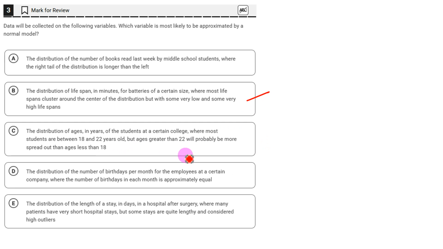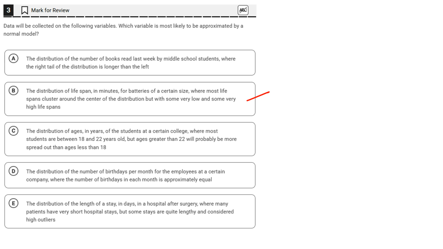Just seeing why the other ones are wrong. Distribution of ages in years of current students, where most students are between 18 and 22, but the ages greater than 22 are more spread out than ages less than 18. Again, that's the definition of skew. Distribution of the number of birthdays per month for the employees at a certain company, where the number of birthdays in each month is approximately equal. That's a uniform. Everything's got the same probability. Distribution of length of stay in days at a hospital after surgery, where many patients have very short stays, but some stays are quite lengthy and considered high outliers. Well, again, that's your definition of skew. So only the battery life question there is what we're looking at.